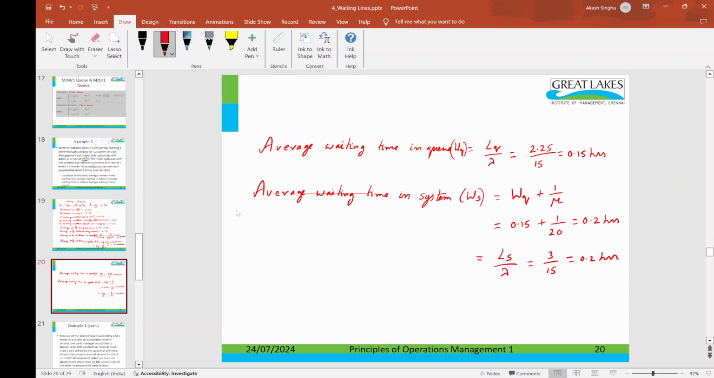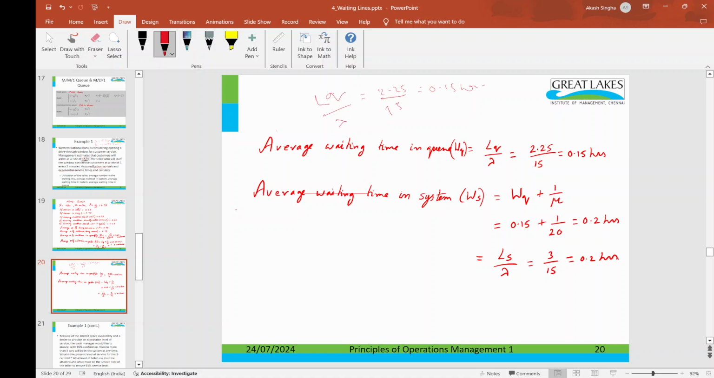Now, average waiting time in queue is given by this formula, Lq by lambda. Lambda we know is 15 and Lq we calculated to be 2.25. 2.25 by 15 equals 0.15 hours. So that is the average waiting time in queue.